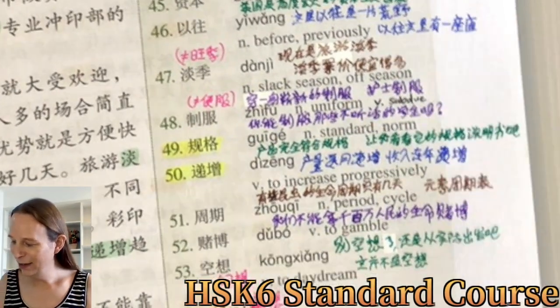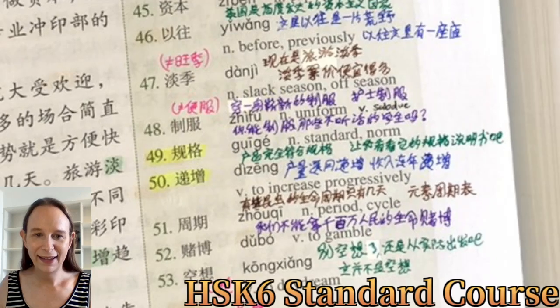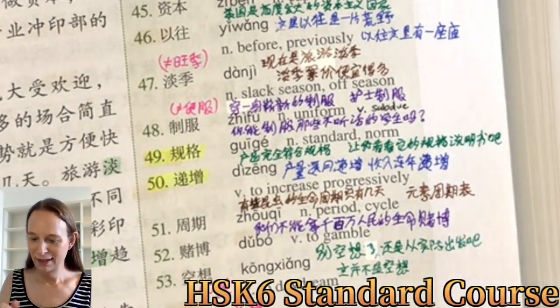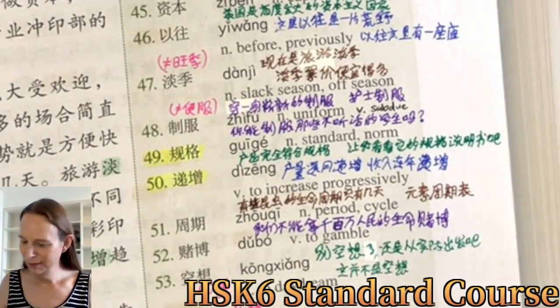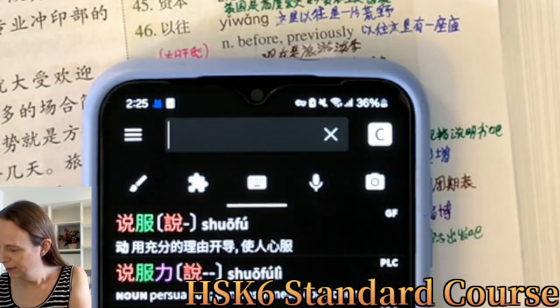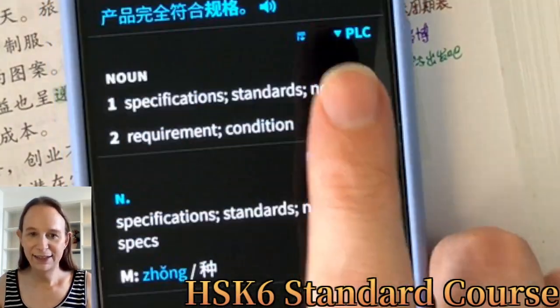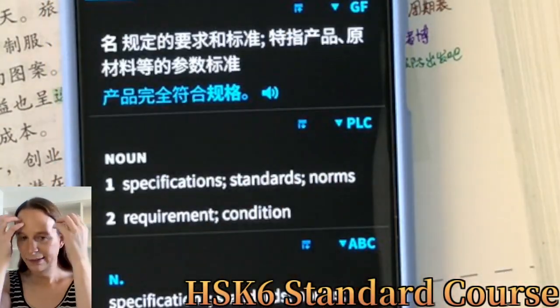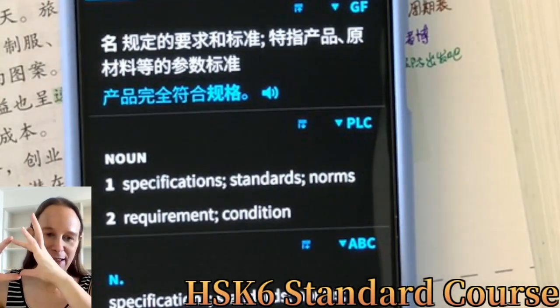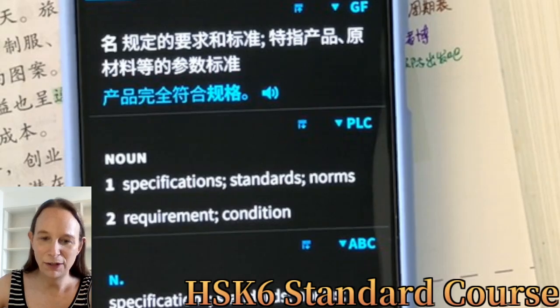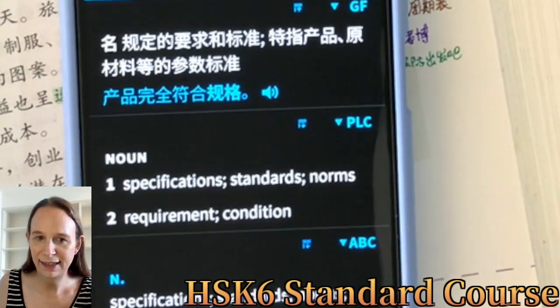All right. 规格. Yeah. Kind of like standard norms, but more like rules. 规格, I'm not sure. 规格. Specification, standards. Oh, right. This is like, you need to build this within like 3 millimeters of tolerance or something like this. I think that's what it is.